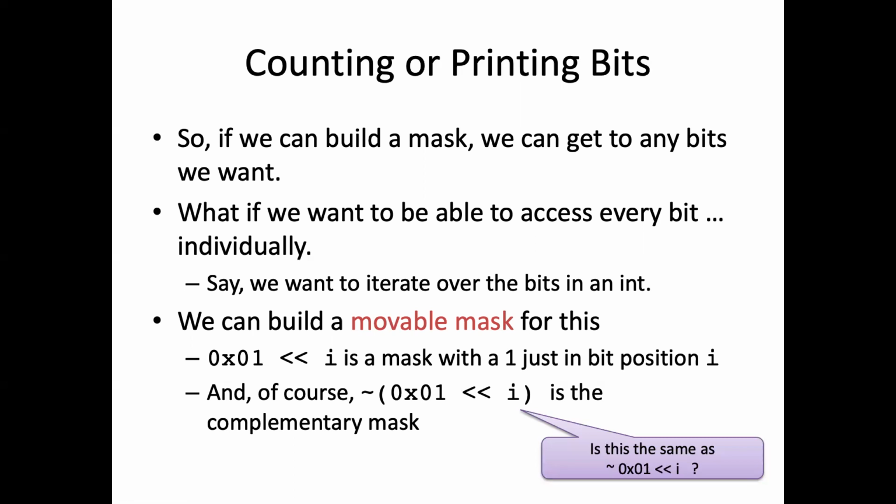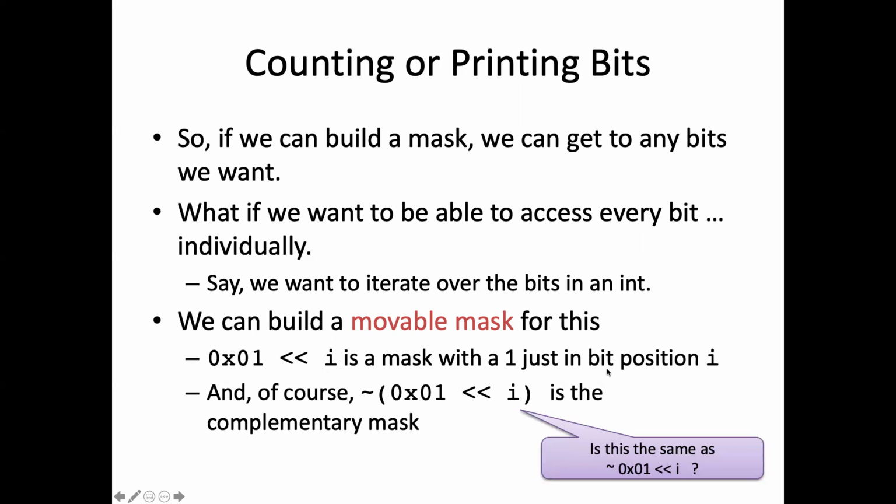So if I slide it to the left by 0 bits, it's going to have a 1 in the lowest order bit. If I slide it to the left by 1 bit, it's going to have a 1 in the second lowest order bit. Normally bits are counted from 0 as the low order bit. So if I slid it to the left 2 bits, it's going to have a 1 in bit position 2. If I shifted it to the left by 17 bits, it would have a 1 in bit number 17 and a 0 everywhere else. So this is a movable mask.